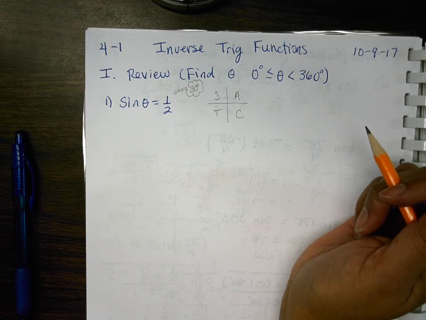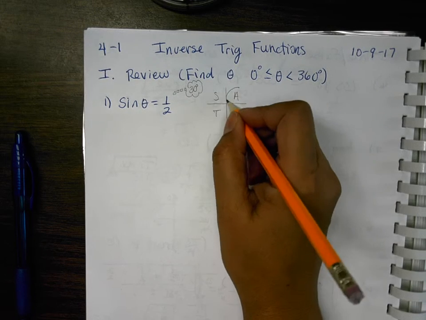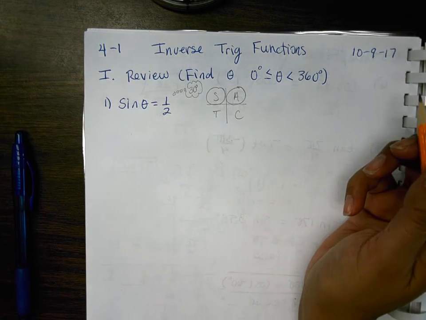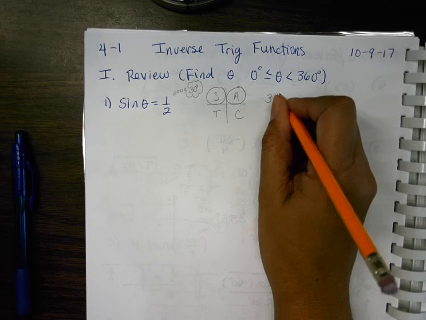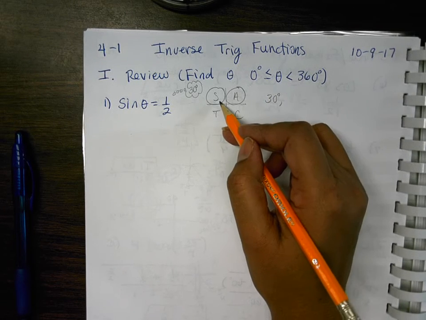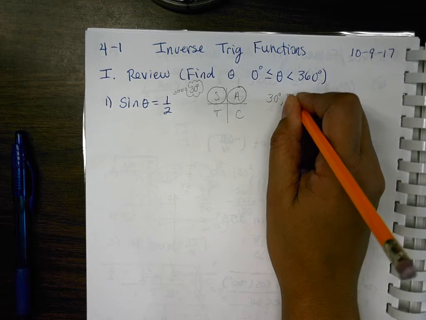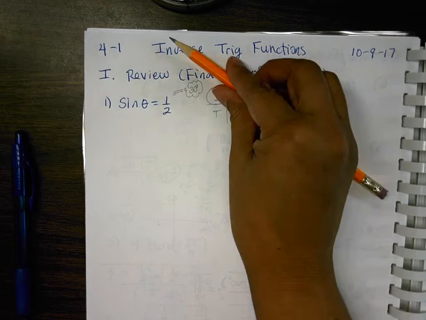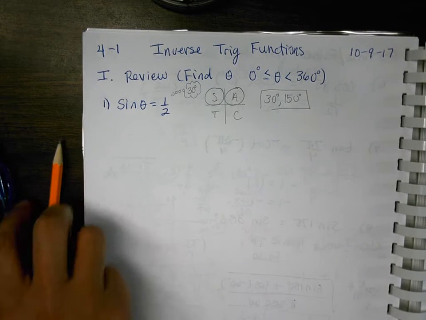All students take calculus. What 2 quadrants is sine positive? First and second. So is 30 degrees one of my answers? Yes. Why? Because I'm in quadrant 1. All right, 30 degrees, and what is 30 degrees in quadrant 2? 150, right? Because you do 180 minus 30, and you get 150. If you want to do radians, you can. It's up to you. I'm just going to leave it as degrees for now.